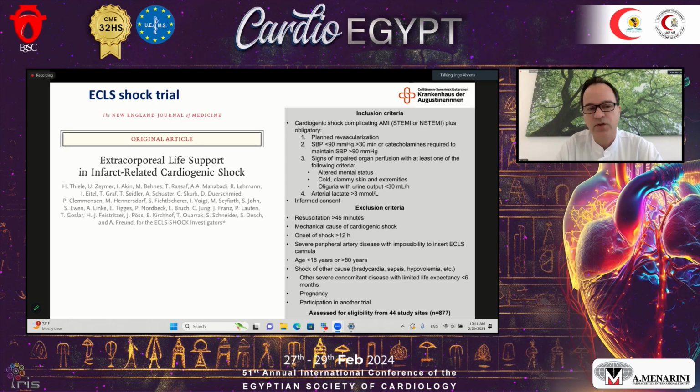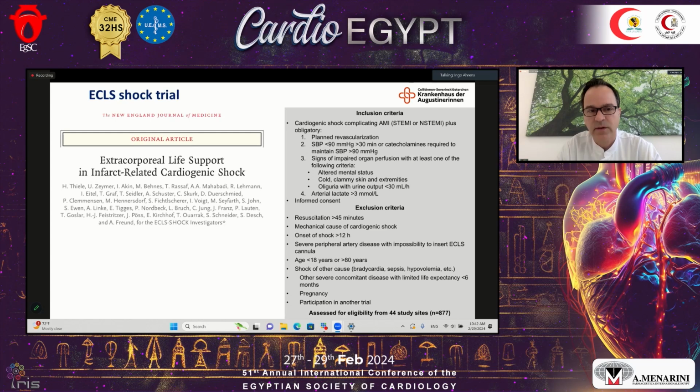The patients also needed to be scheduled for revascularization, and the systolic blood pressure needed to be below 90 millimeter Hg, or at least 30 minutes of catecholamine use to maintain a blood pressure above 90 millimeter Hg. In addition, there had to be signs of impaired organ perfusion with at least one of the following criteria: either altered mental status, or cold and clammy skin and extremities, or oliguria with a low urine output of below 30 mils per hour. And the fourth criteria that had to be fulfilled is arterial lactate bigger than 3 millimole per liter. Of course, informed consent was necessary. So these four criteria had to be fulfilled.